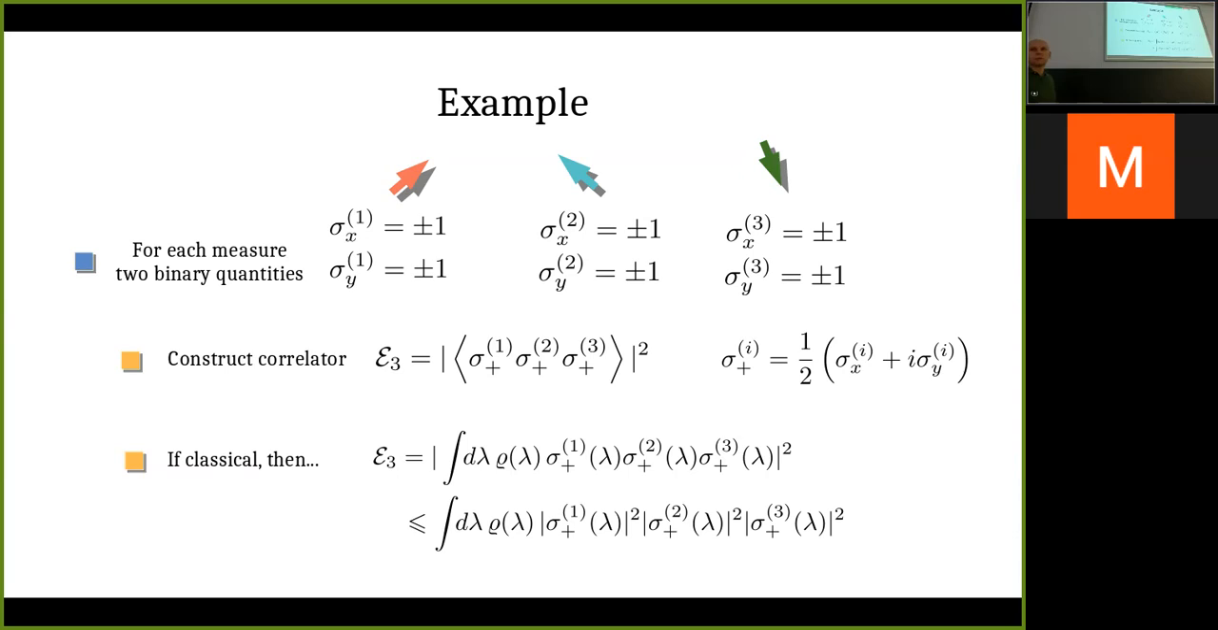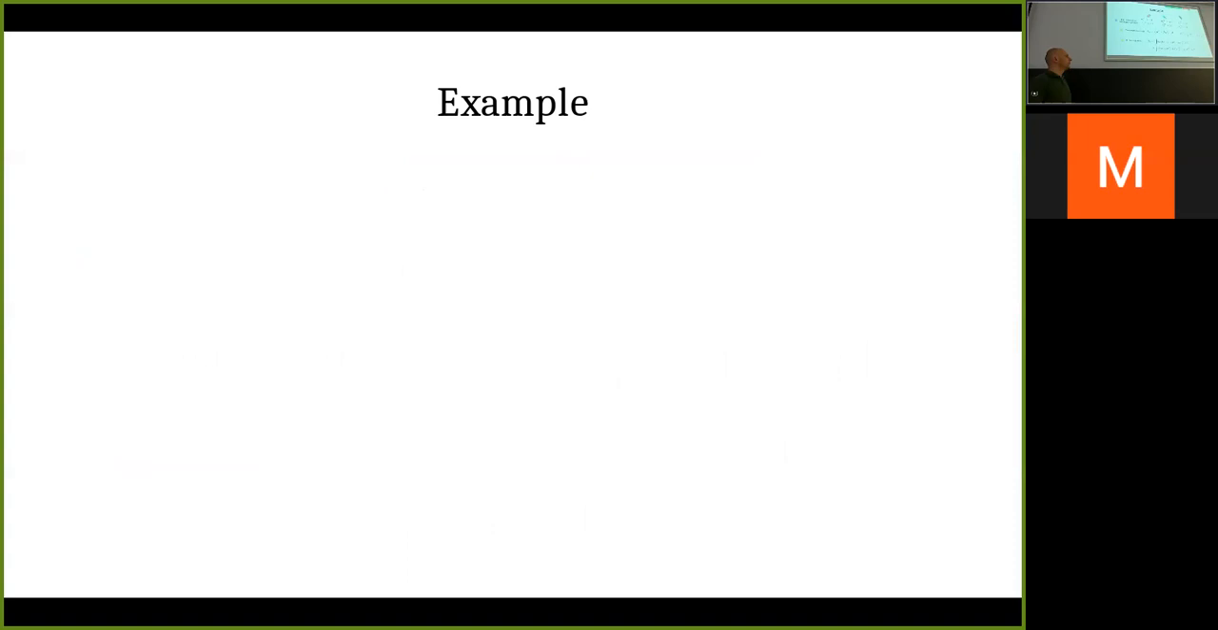Sorry, this is only for two quantities. So the Żukowski inequality doesn't work if I add a third measurement. Yes, it is for two quantities. So these are almost general, each part has two measurements? Yes, two measurements. Okay, so let's proceed.